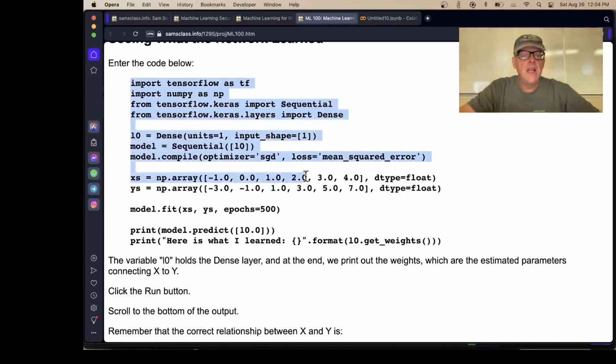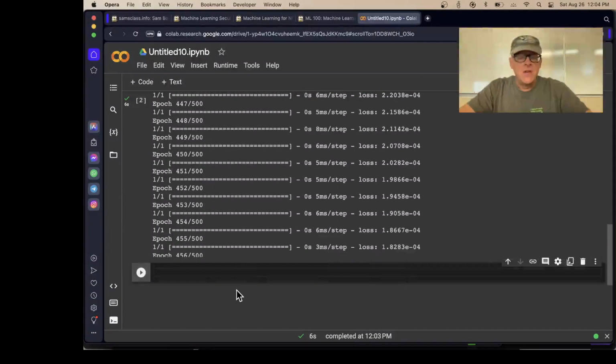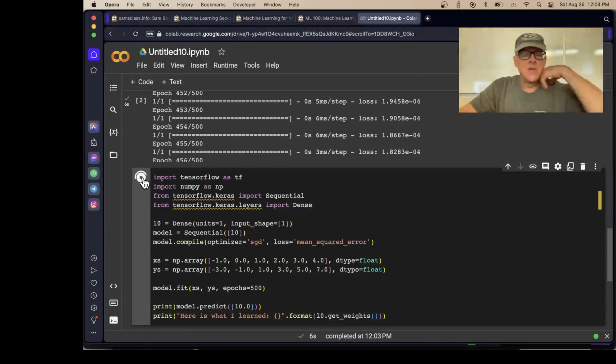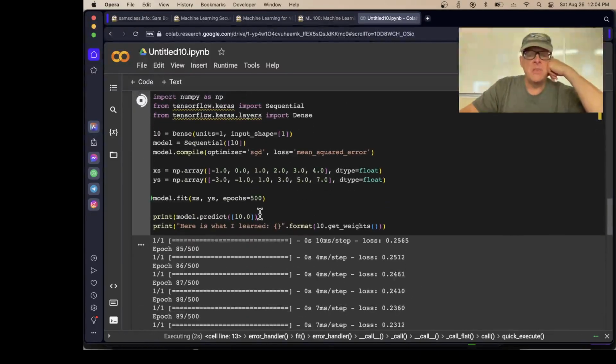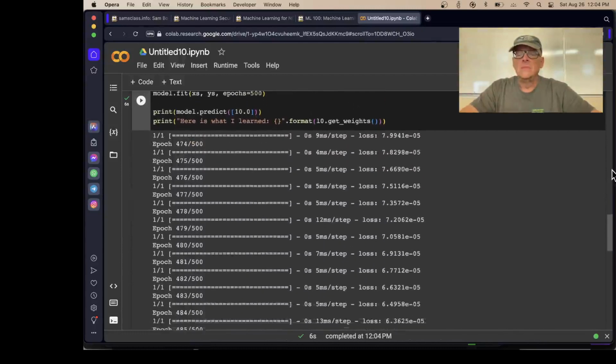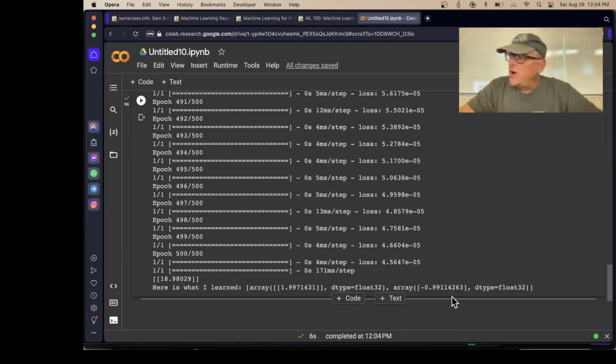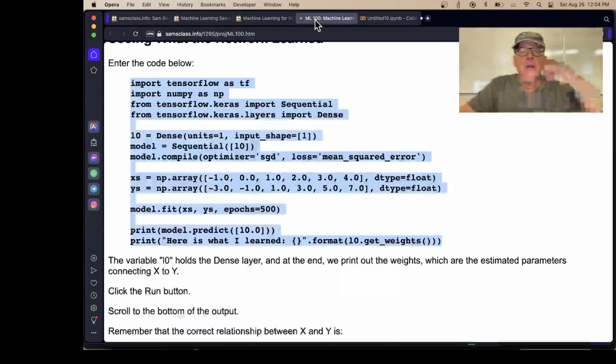We can run it again and print out the weights. The weights are those parameters, the slope and the intercept. So I can do this, just run it again, and at the end, instead of just printing the prediction for 10, I'm just going to print the weights. So there we are. Here's 18.9, and what it learned was 1.997 and minus 0.99, when the right answer is 2 and minus 1, so it got very close. It got within 1%. So it's easy enough to do that.